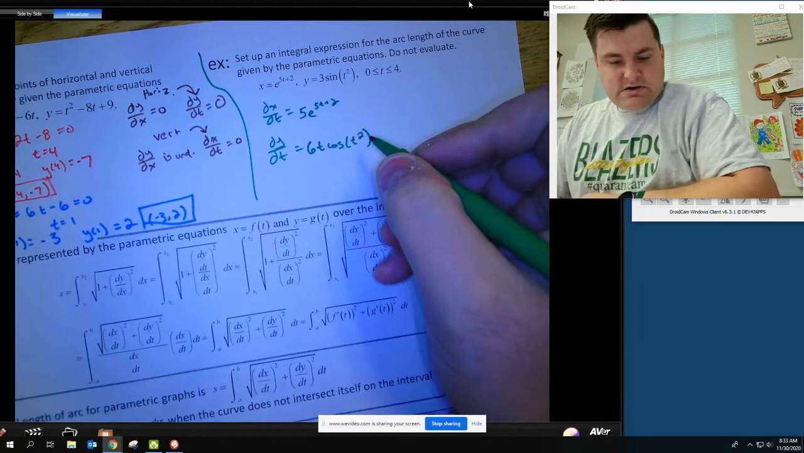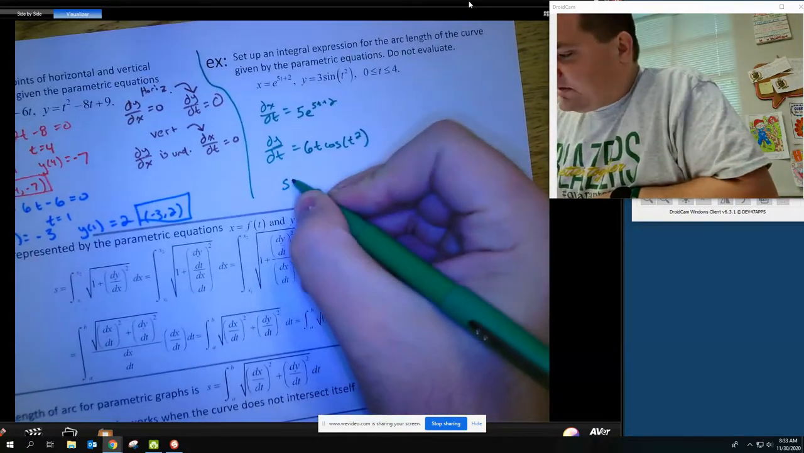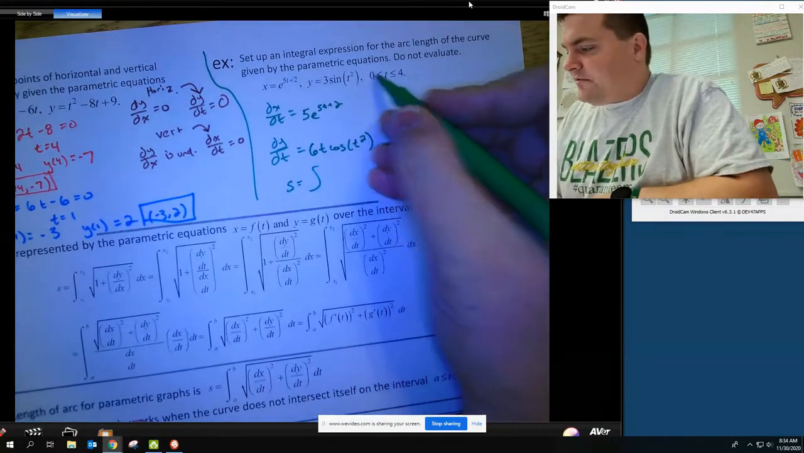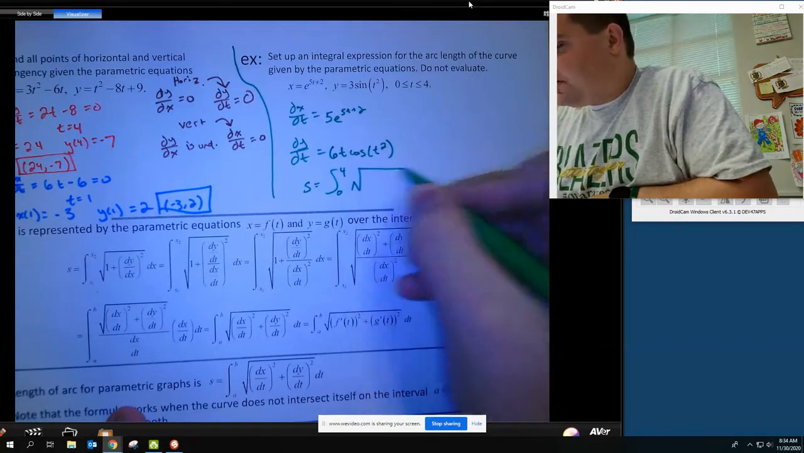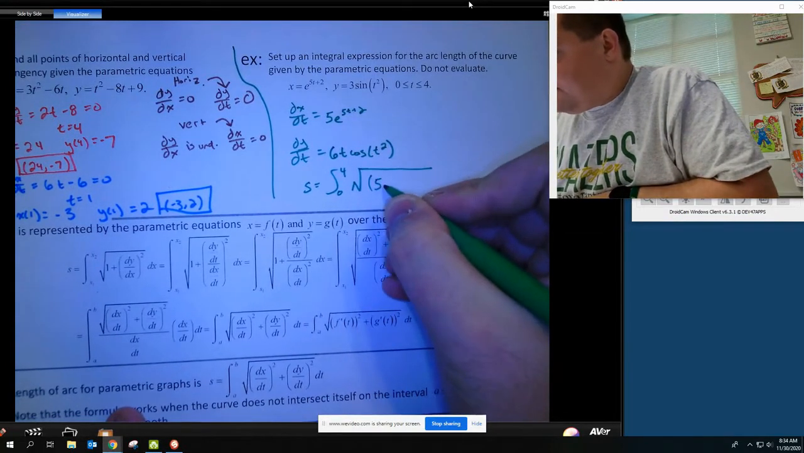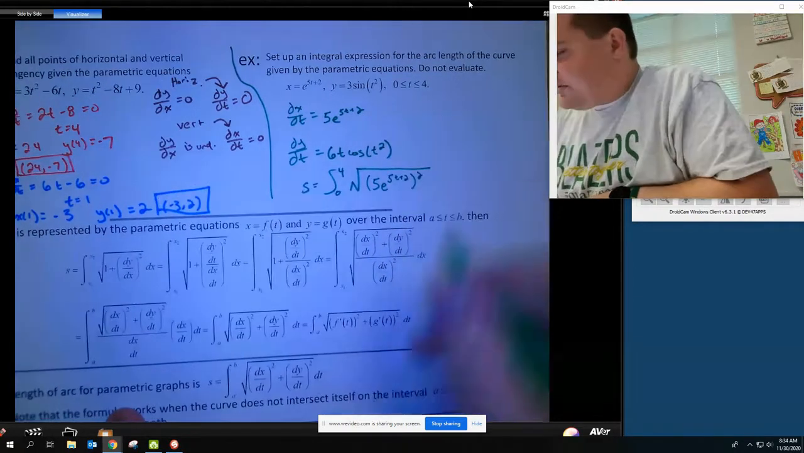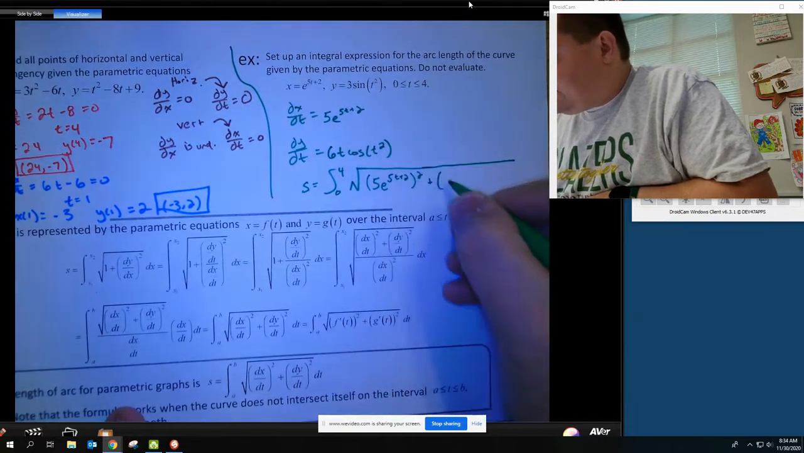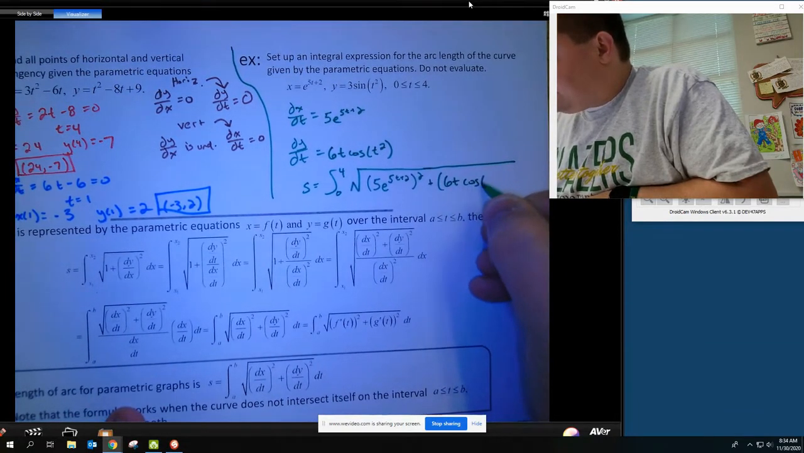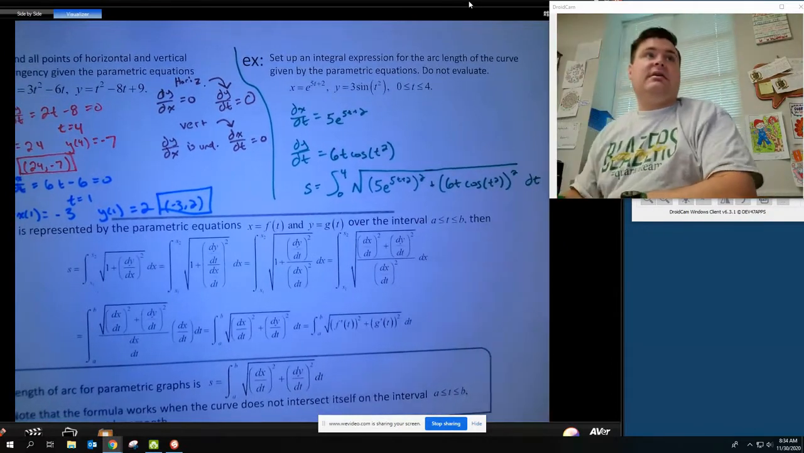All right. And then all we do is just plug it in this formula. So the arc length is going to go from a to b, so from 0 to 4, of the square root of (5e to the 5t plus 2) all squared, plus (6t cosine of t squared) all being squared, dt. And there is a setup.